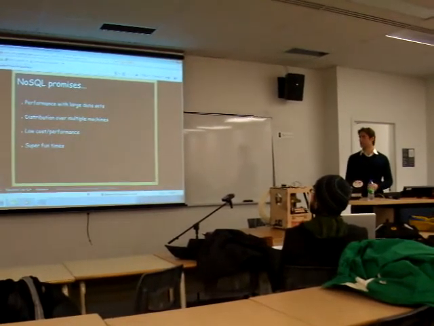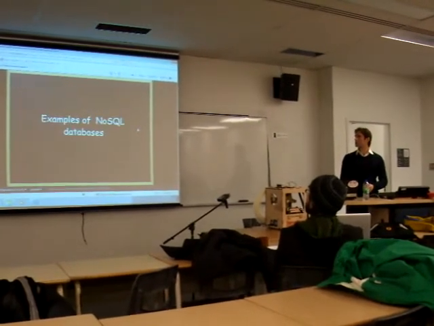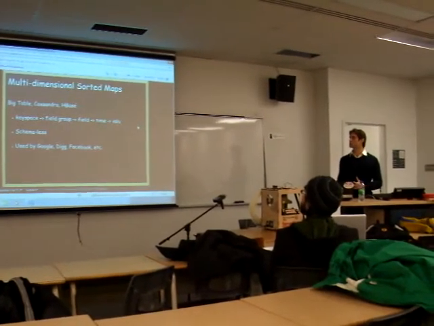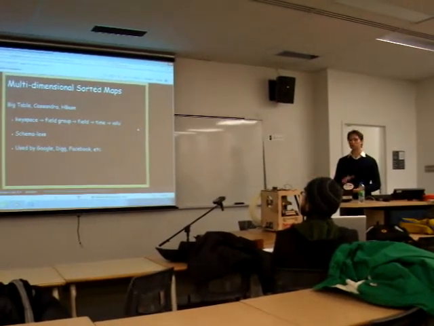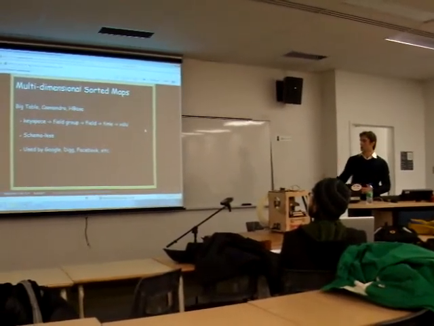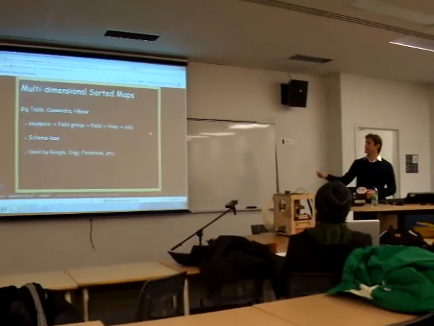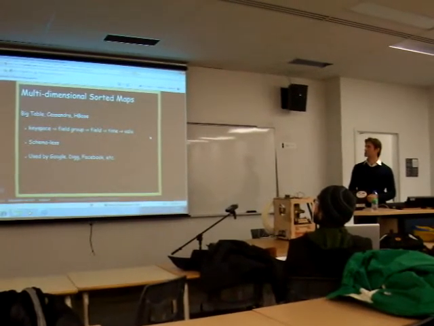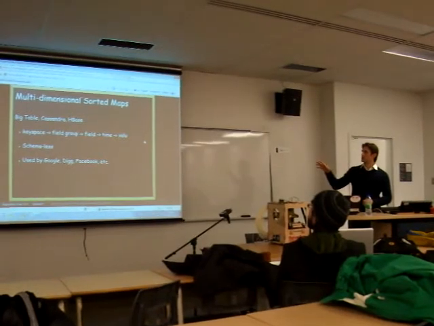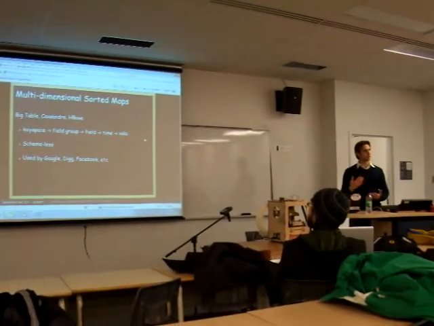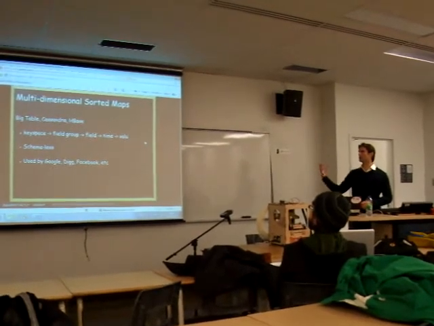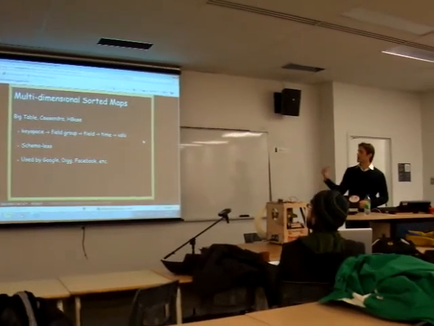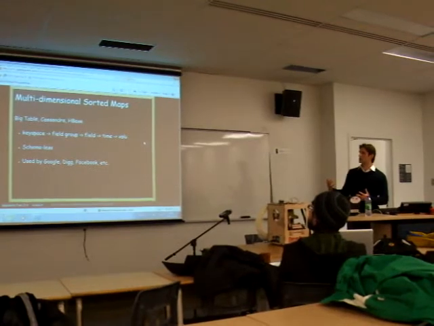Now, what are some examples of them? First off, we have multi-dimensional sorted maps. Bigtable by Google, Cassandra is being used by Facebook, and somebody else. HBase is an Apache project. And what they do, instead of having an intersection of a key and a column, they do a key space, field group, field time value. And so you can play around with this in interesting ways.